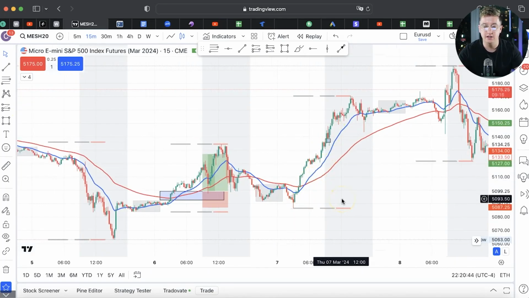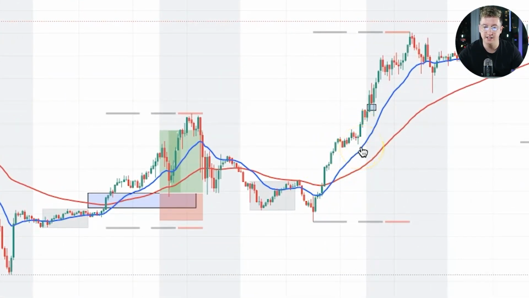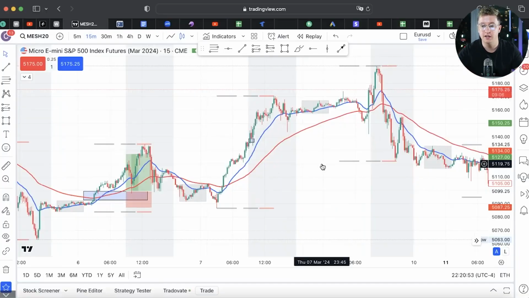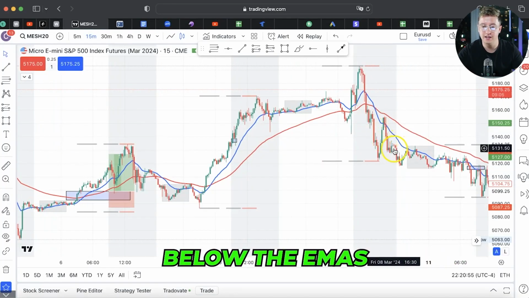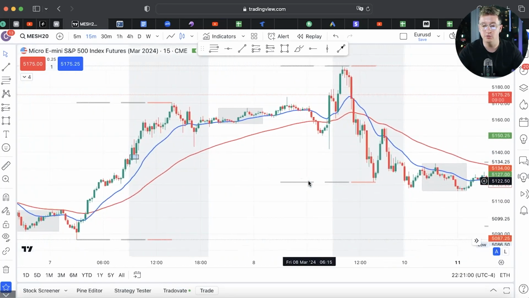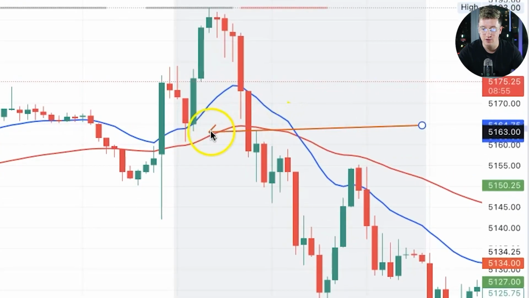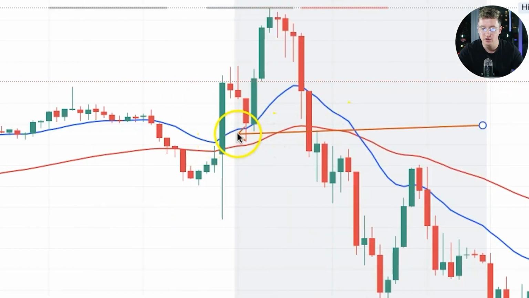Usually with the indicators, the way that most people use them is if the candles are above the EMA like this, that's signaling that we're in an uptrend. If the candles are below the EMAs, that's signaling we're in a downtrend. I've noticed that price will come and hit the 20 EMA like it did right here. Notice our 20 EMA. We had this massive bullish candle push up for a higher high. Then we had a higher low form right at the 20 EMA.